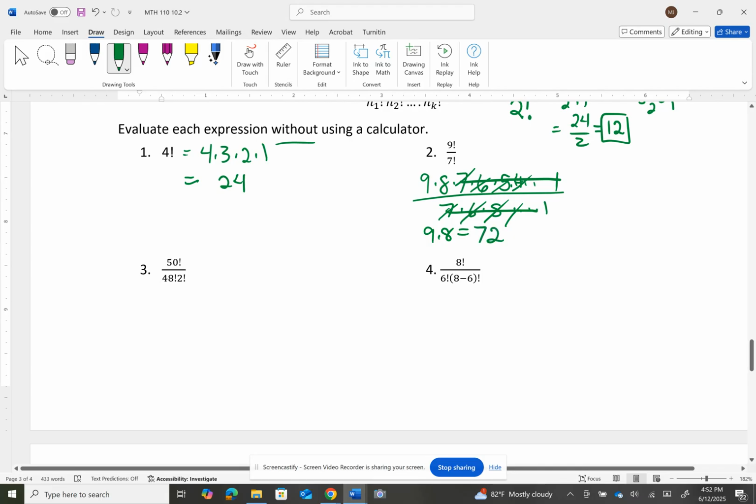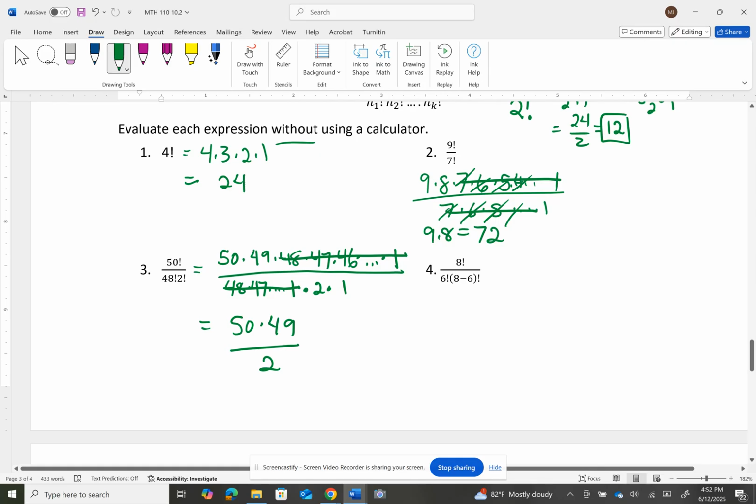Okay? Right? Then question number 3, we could do a similar thing. The numerator would be 50 times 49 times 48 times 47 times 46, right? All the way down to a 1. In the denominator, I'd have 48 times 47 all the way down to a 1, and then 2 times 1. So from 48 to 1, I could knock that out. And then I'd have 50 times 49 over 2.